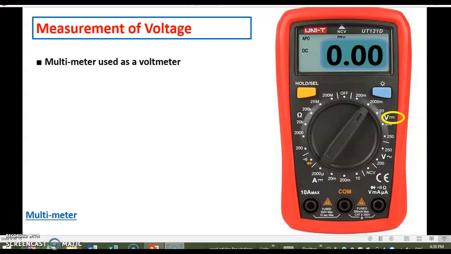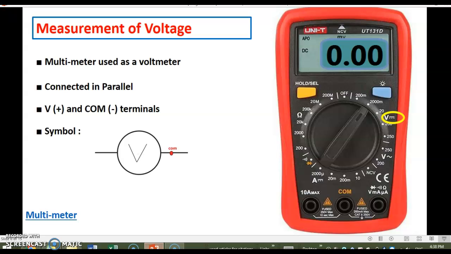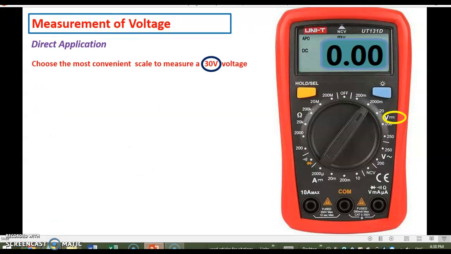Now, how is it connected? It is connected in parallel, unlike the ammeter. The ammeter is connected in series. It has two terminals, a V terminal and a COM terminal. The V terminal is the positive terminal and the COM terminal is the negative one. The symbol is a circle with a capital V, and we have to show the COM terminal.